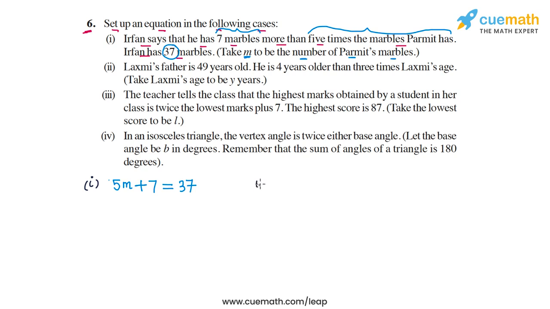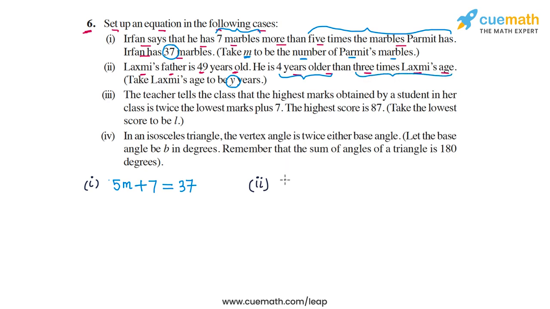Now let's do part 2. In part 2, the statement says Lakshmi's father is 49 years old. He is 4 years older than 3 times Lakshmi's age. We are told to take Lakshmi's age to be y years. So Lakshmi's father's age in terms of y will be 4 years older, or 4 more than 3 times Lakshmi's age.